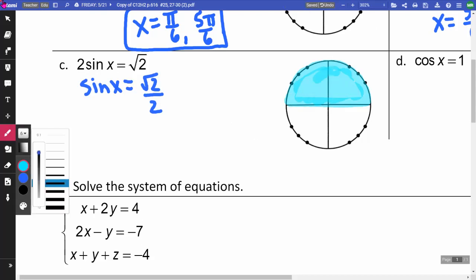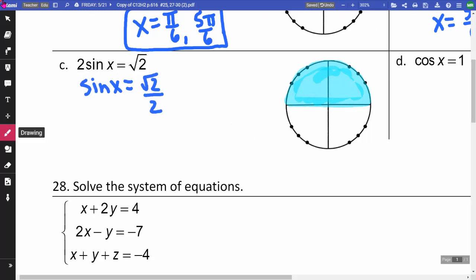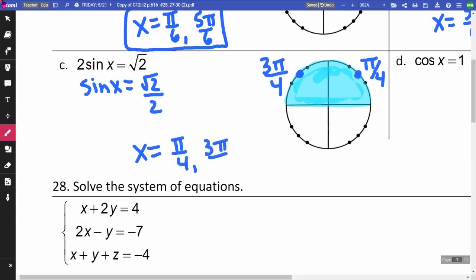And so I want my root 2 halves. That's going to be at pi/4. Because that's root 2 halves, and over here this is negative root 2 halves, but positive root 2 halves for your y, and that's going to be 3 pi/4. And so that's going to be your answers, pi/4 and 3 pi/4. Those are your answers.